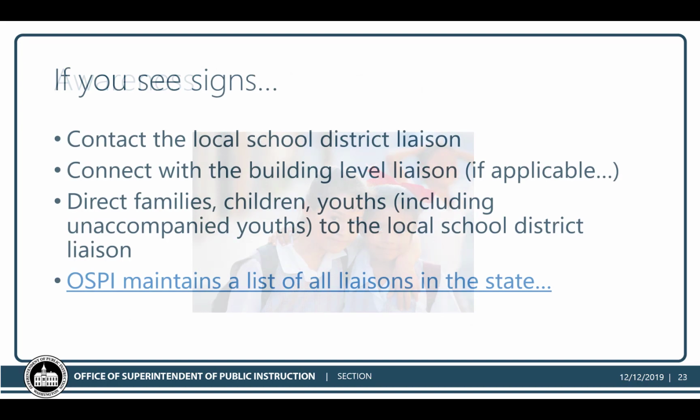Awareness. If you see signs like the ones mentioned on previous slides, contact the local school district liaison. Connect with the building level liaison if you have one. Direct families, children, youths, including unaccompanied youths, to the local school district homeless liaison.